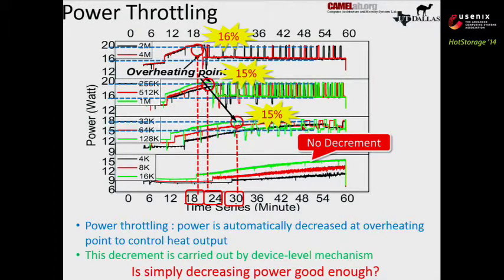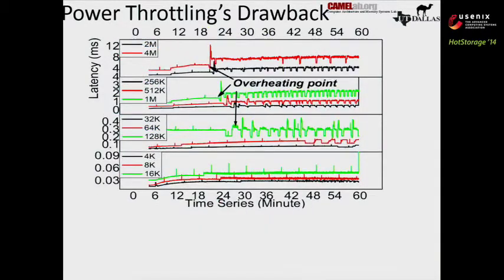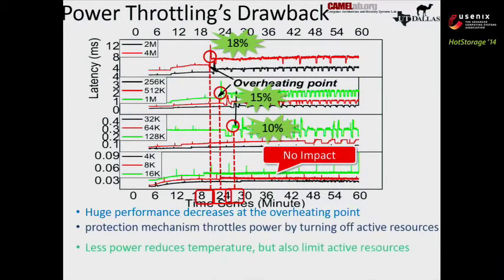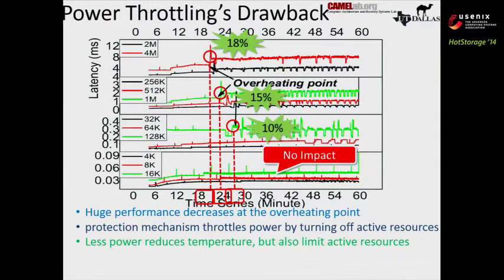This decrease can help to protect the SSD from overheating, and another benefit is it can reduce the power. But is this good enough for our SSD? I don't think so, because look at the overheating point in the slides. The huge performance has decreased at the overheating point. They are 18%, 15%, and 10%, depending on different data size.